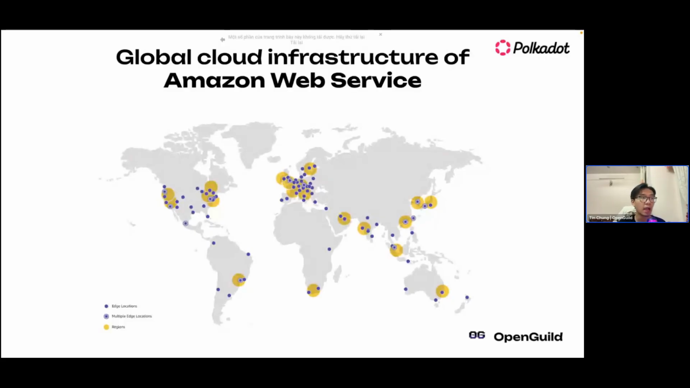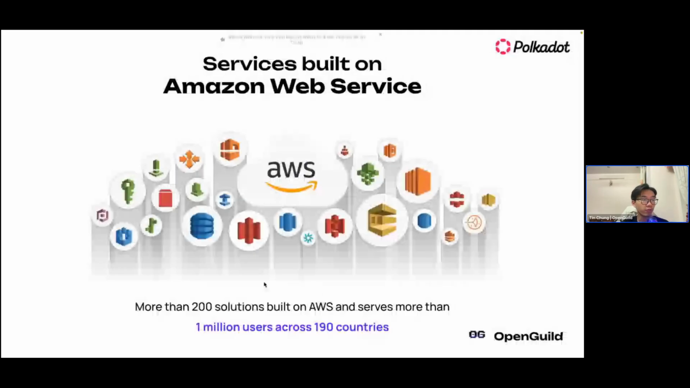We have a very big player called Amazon Web Services. If you're a developer and you already build applications and deploy them on the cloud, you might be familiar with Amazon Web Services, because I think this infrastructure is already the standard of the industry. Right now Amazon occupies most of the share of the cloud infrastructure market over the world. Up to now, there are around 200 solutions built on Amazon Web Services, for example storage solutions, telemetry services, and a distributed database, and it serves more than 1 million users across 190 countries.